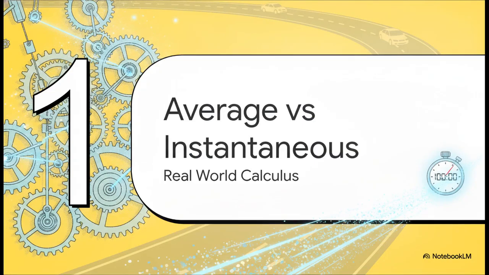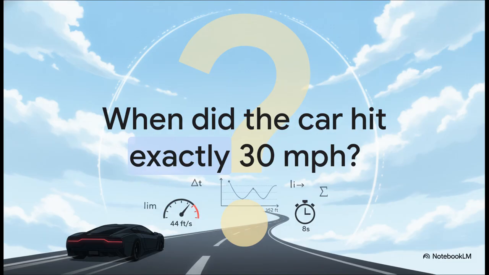Section 1. Average versus instantaneous change. We're going to start with a highly relatable, real-world physical scenario to anchor your understanding before any heavy algebra begins. Math is rarely just numbers on a page. It's the invisible clockwork behind moving objects. Imagine you're driving. Over a specific interval, your average speed is 44 feet per second. You took exactly 8 seconds to travel 352 feet.